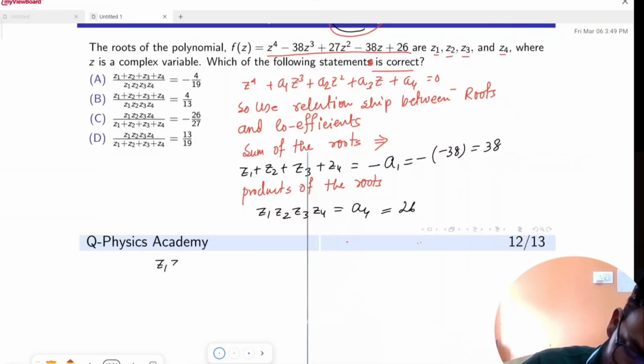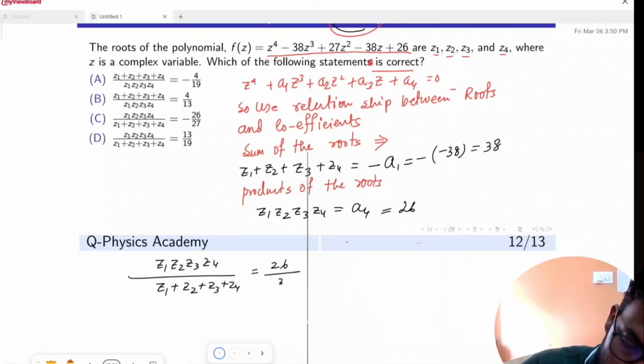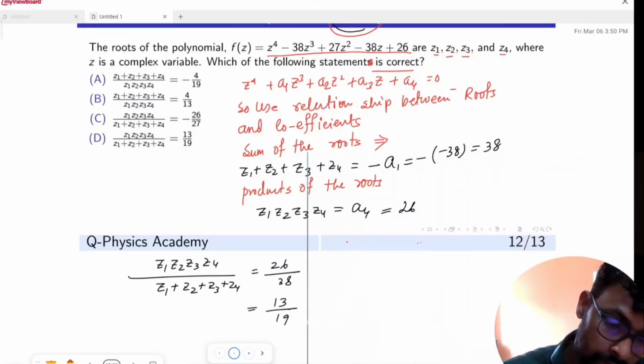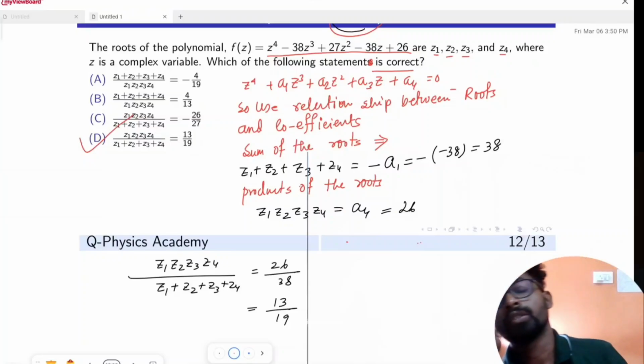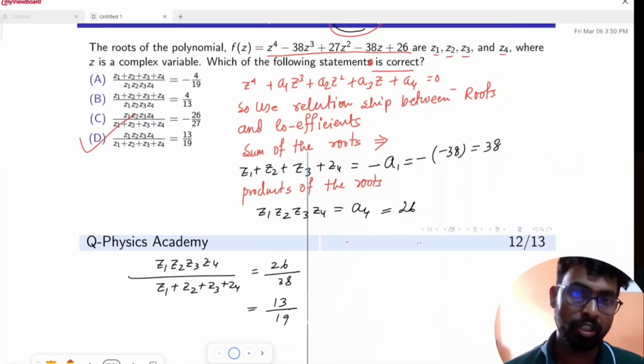So just calculate z1, z2, z3, z4 on the product of the roots and the sum of the roots. This question is a kind of question. So 26 by 38, 13 by 19. So option D is the correct answer, right? So option D is the correct answer. So this is again another very easy question asked in IIT JAM 2023.